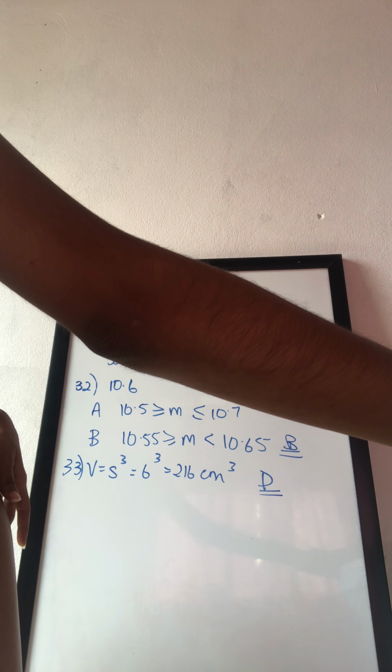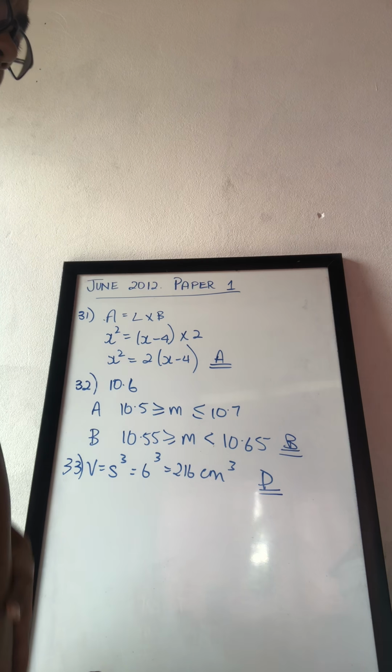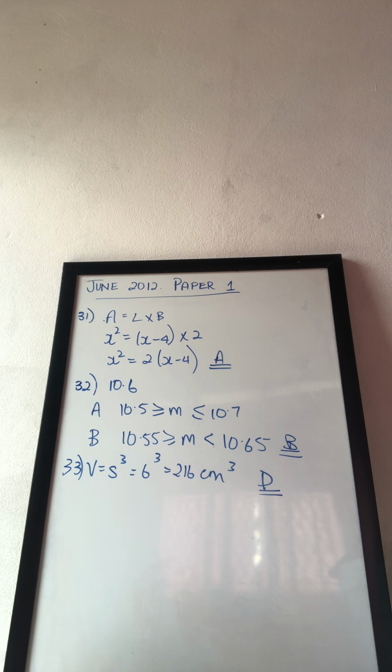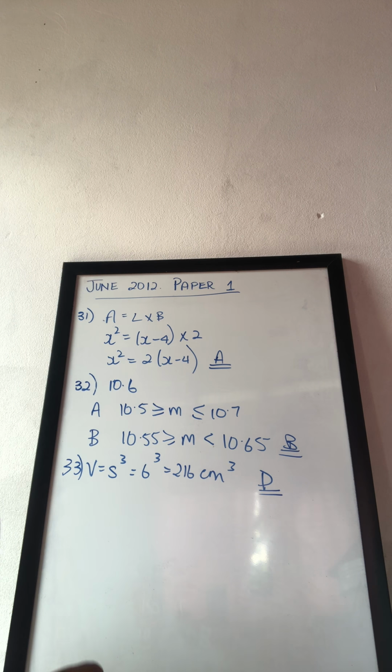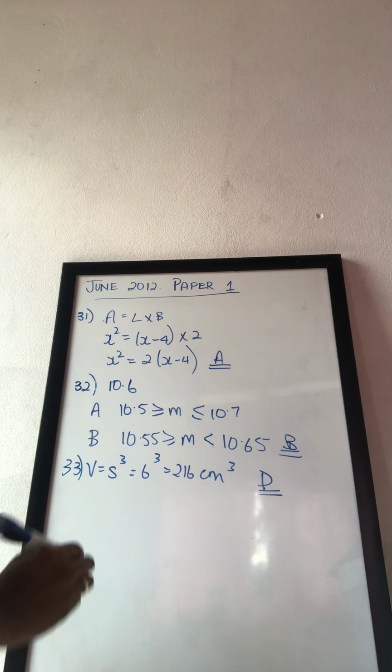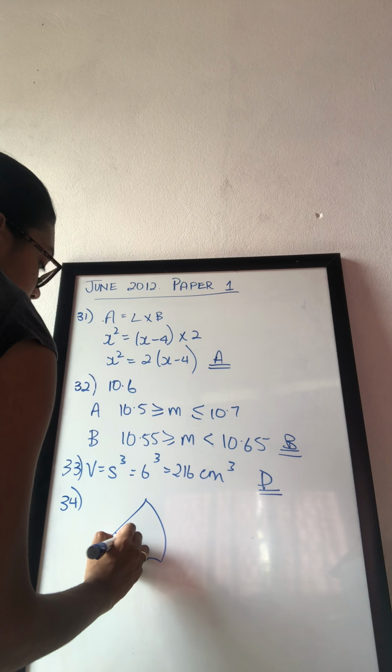34 refers to the figure. Okay, so we know that the figure is a sector of a circle. The minor arc is PQ, which is 8 centimeters. What is the length of the circumference of the entire circle? Now we have a sector here. The angle here is 60 degrees.